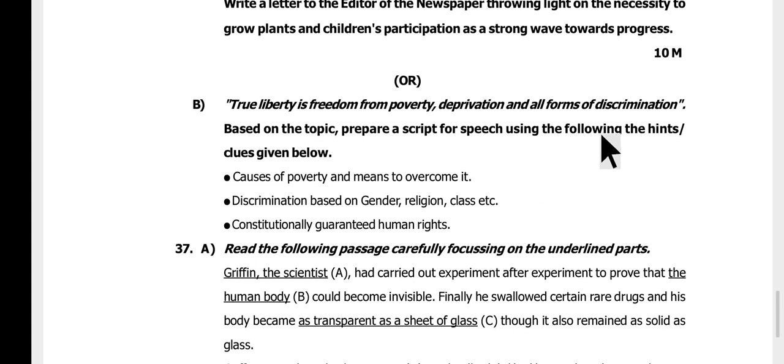Prepare a script for the speech. Here causes of poverty, how to reduce the discrimination based on gender, religion, class, and constitutionally guaranteed human rights. So this is the tagline or caption of the script: Liberty is freedom from poverty, deprivation, and all forms of discrimination. Now we have to prepare a speech for that particular context.